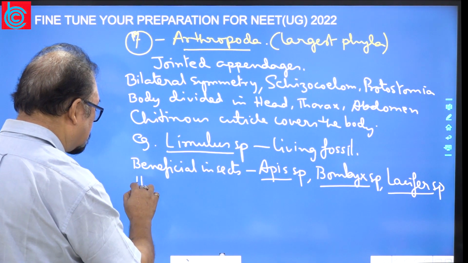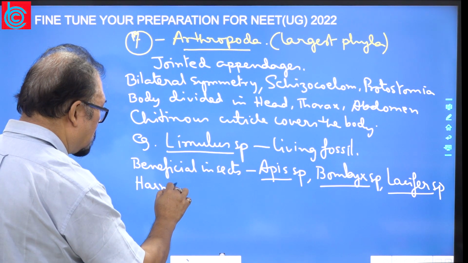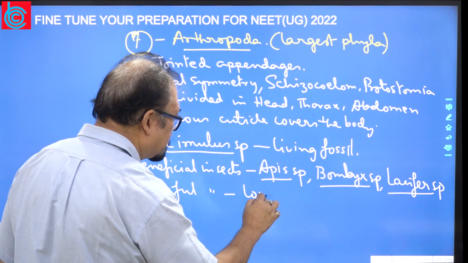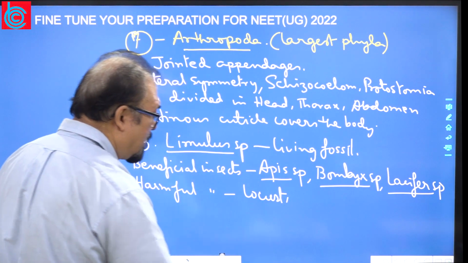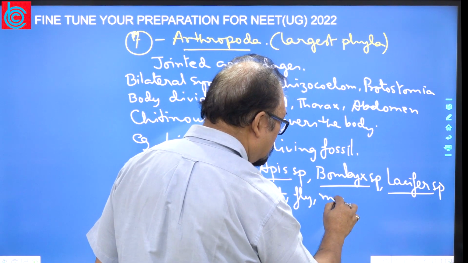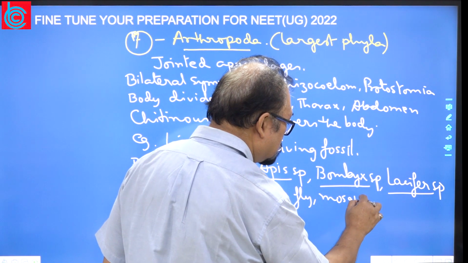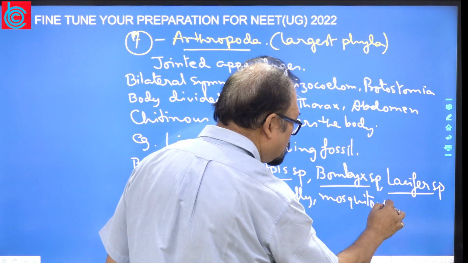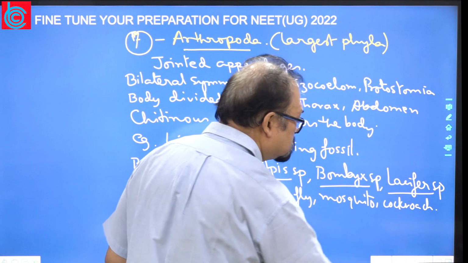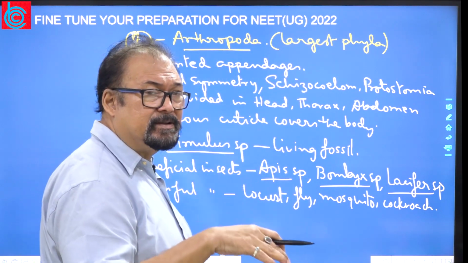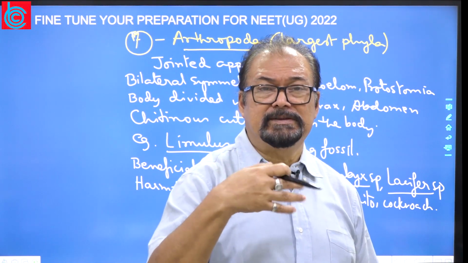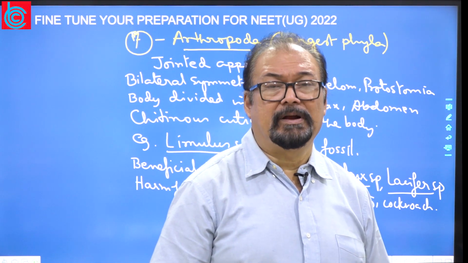Harmful insects: locust. Harmful insects: fly, mosquito, cockroach. They are spreading the disease. They are damaging our property. Cockroach. Locusts, they are damaging the crop. They are harmful insects.